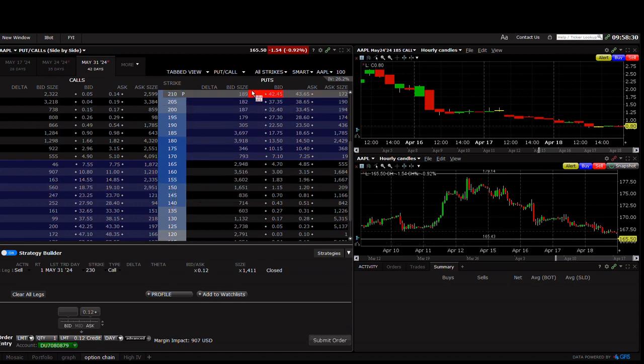Okay, so now we also see the ask size, bid size, and delta values on the left side as well as on the right side. As I told before, the right side is the put side, meaning protection against the price going down, and the left side is the call side, which is protection against the price going up.